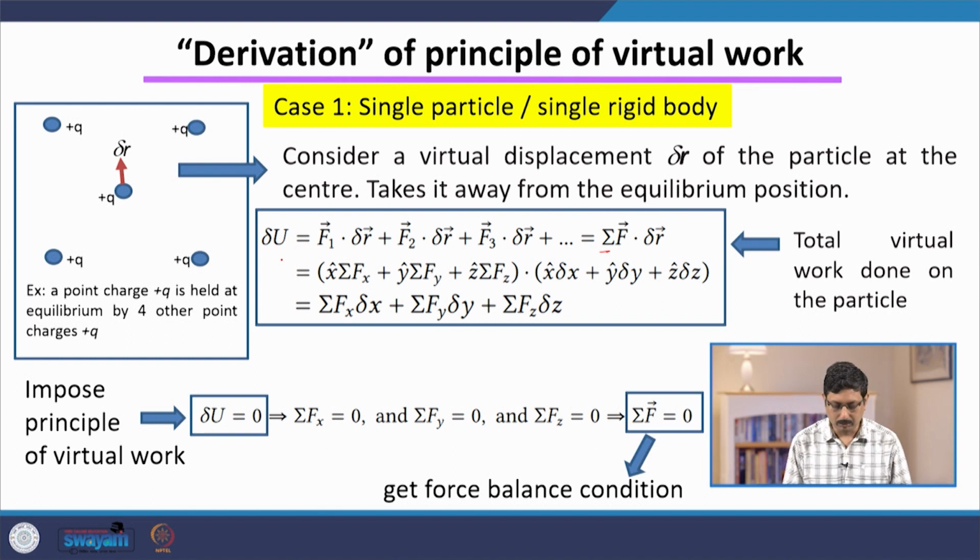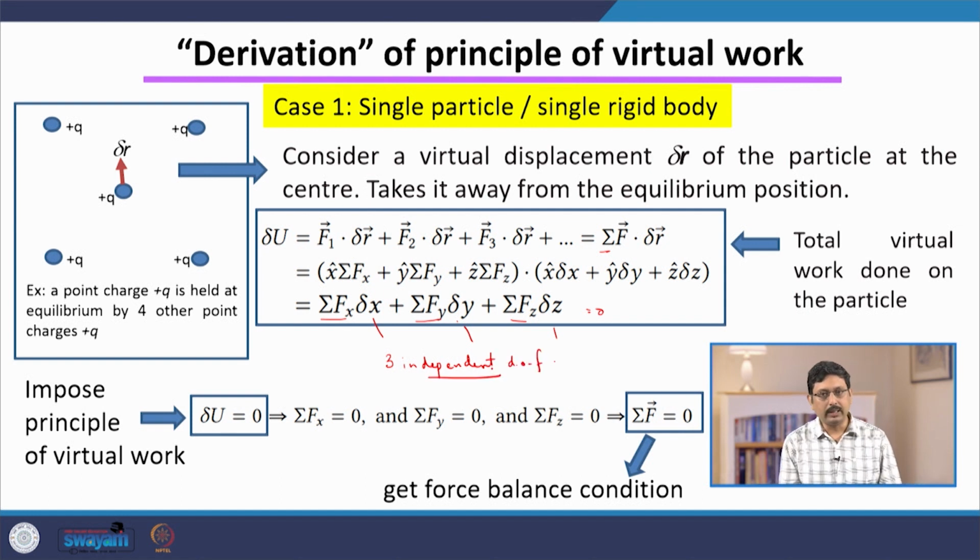that is you impose the principle of virtual work, then we get an equation: sum of total force in x direction times delta x, plus sum of total force in y direction times delta y, plus sum of total force in z direction times delta z, is equal to 0. Now, for a single point particle, x, y and z are 3 independent degrees of freedom. So, there is no other constraint on the motion of this particle, as you can see, for example, in this particular example.